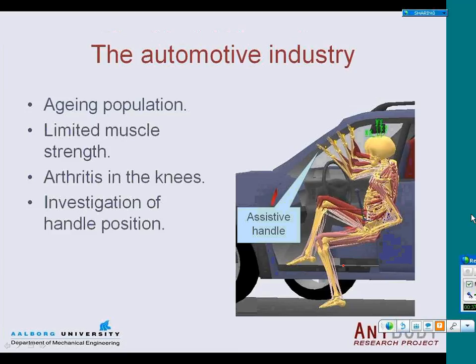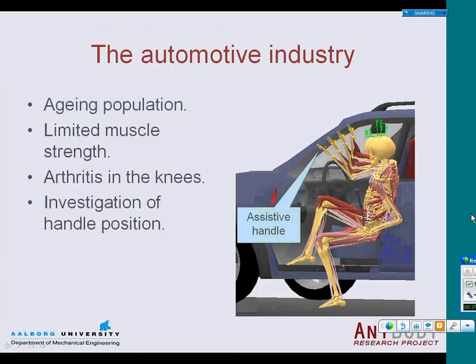One of the things that the automotive industry is interested in is the aging population and the problem of getting in and out of vehicles. This is also called ingress and egress in the automotive jargon. The issue with elderly people is that they have limited muscle strength compared to their body weight, and also that there's a high prevalence of arthritis in the knees and in other joints, but particularly in the knees. If you take people above 60 years of age, then more than 90% of them have some signs of osteoarthritis in the knees.